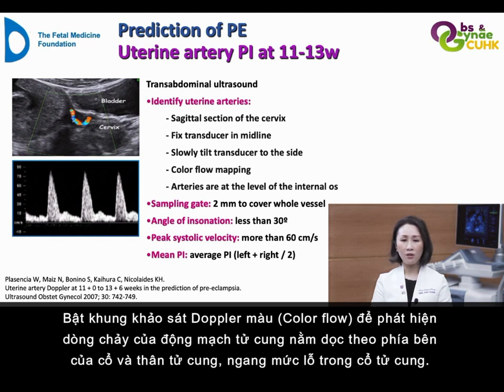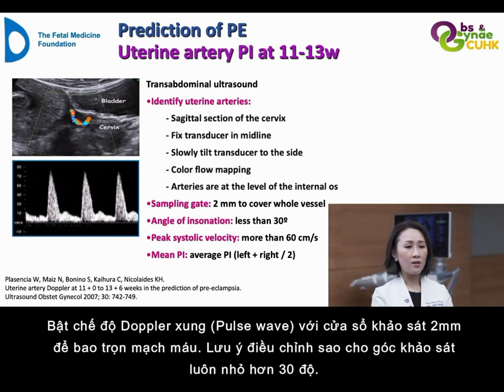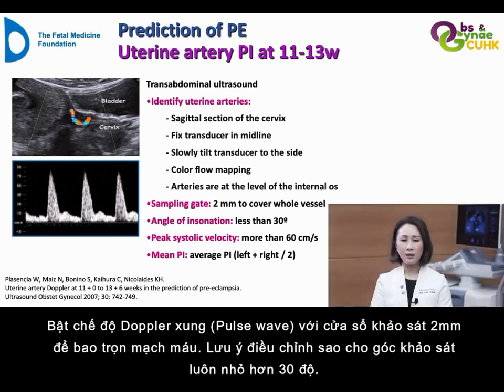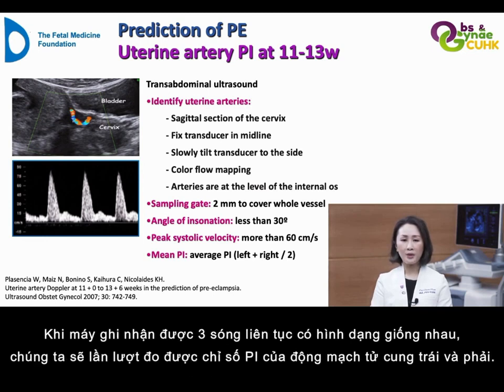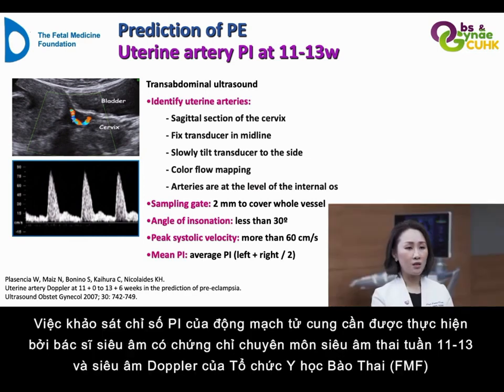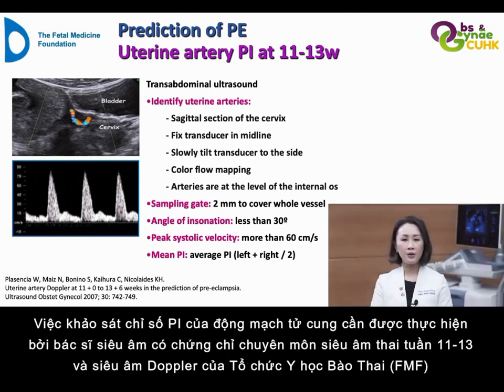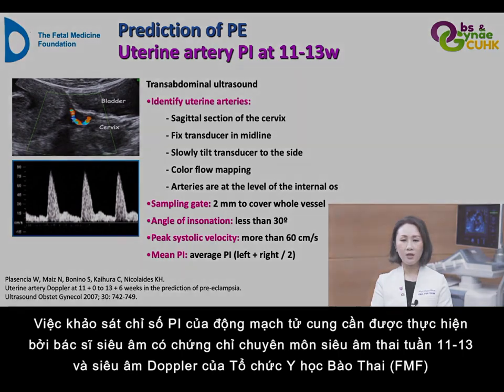internal os. Pulsed wave Doppler is used with a sampling gate at 2 mm to cover the whole vessel, and care is taken to ensure that the angle of inclination is less than 30 degrees. When 3 similar consecutive waveforms are obtained, the uterine artery pulsatility index is measured from the left and right arteries. The assessment of uterine artery pulsatility index should be carried out by sonographers who have received the appropriate certificate of competence in the 11 to 13 week scan and Doppler of the Fetal Medicine Foundation.